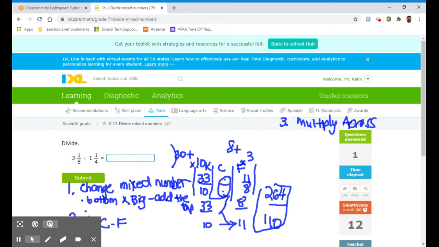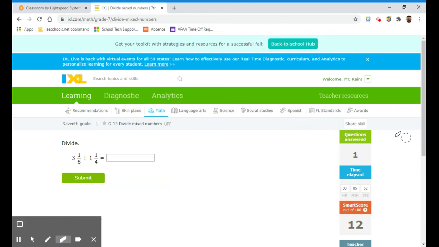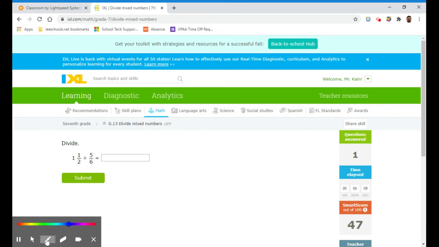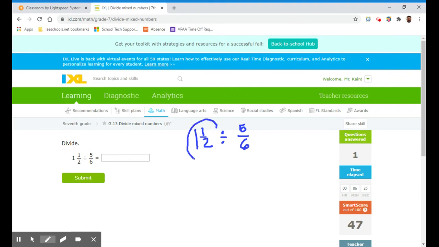Okay, so let me erase this and I will show you a couple variations, okay? Let me go ahead and click up and show you some variations. So here we go. Once you hit the 47, you'll get this variation where it gives you a mixed number and a fraction. So let me show you. We'll do those steps again. So again, 1 1/2 divided by 5/6. Okay, so looking at your steps, you know that you have to first change the mixed number.